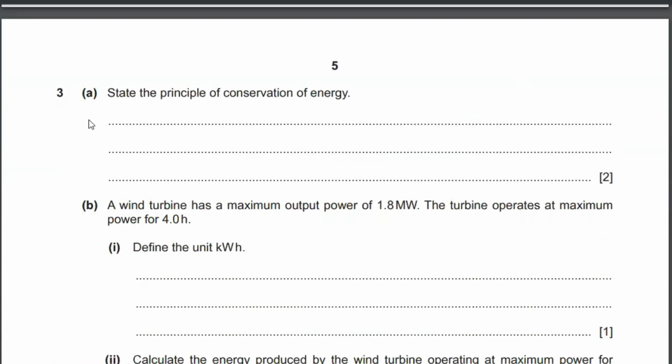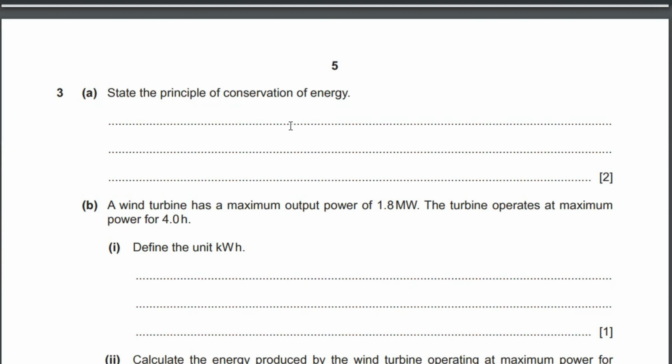Now, the third question is, state the principle of conservation of energy. The principle of conservation says that the amount of energy that is present in the universe is constant. It is not changing, but it can exist in different forms or in different states. So let's say I am providing some electrical energy to a bulb, that electrical energy will be converted into light and heat, because light bulbs also give out heat. But the total amount of energy hasn't changed. Just the form has changed from electrical energy to light and heat.